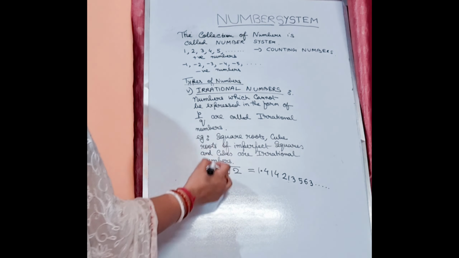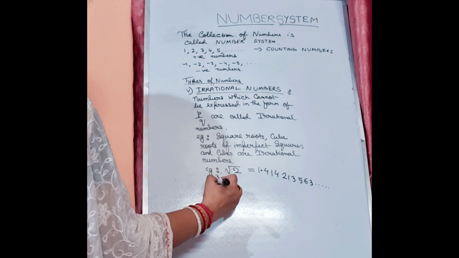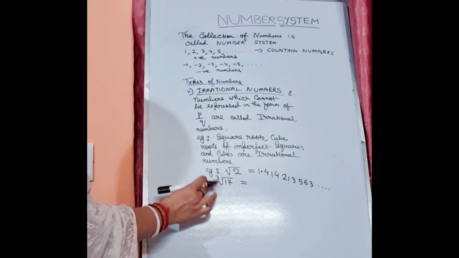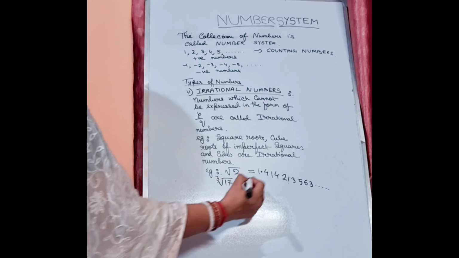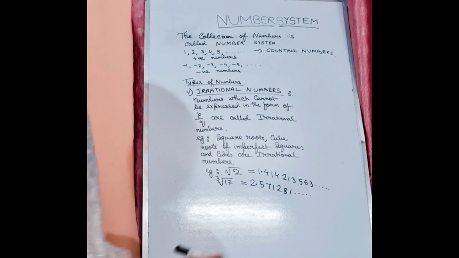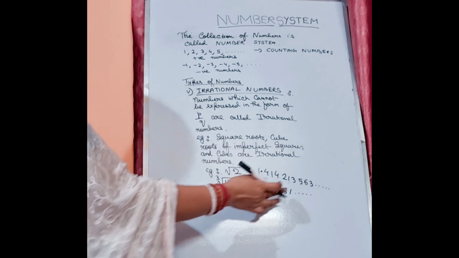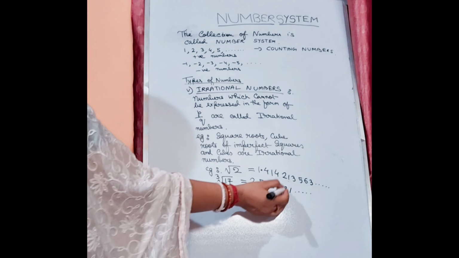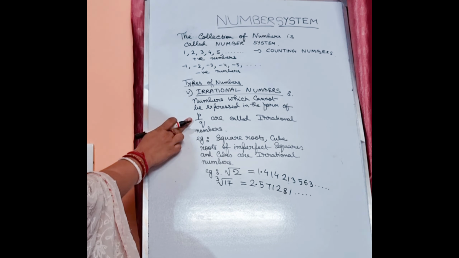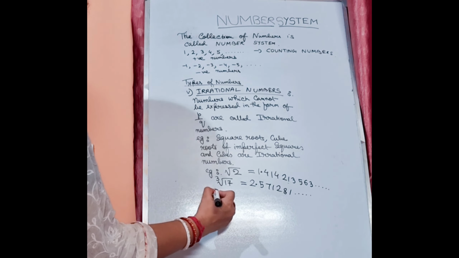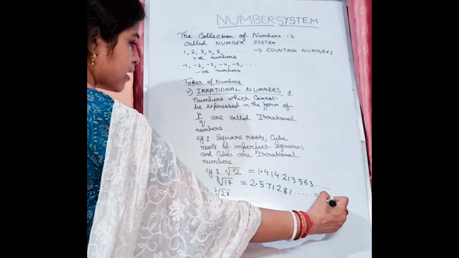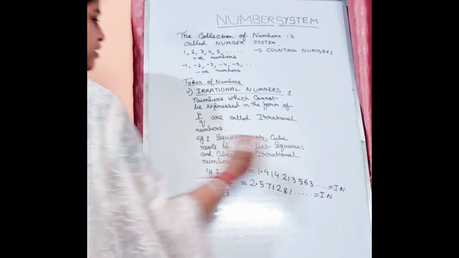If I talk about imperfect cubes, suppose cube root of 17. Is 17 a perfect cube? Never. That's why this is an irrational number. If you find out the value of this, you will find it as 2.571281... Here also we cannot find any such type of number. Can this number be expressed in the form of p by q? Never. So this is an irrational number.